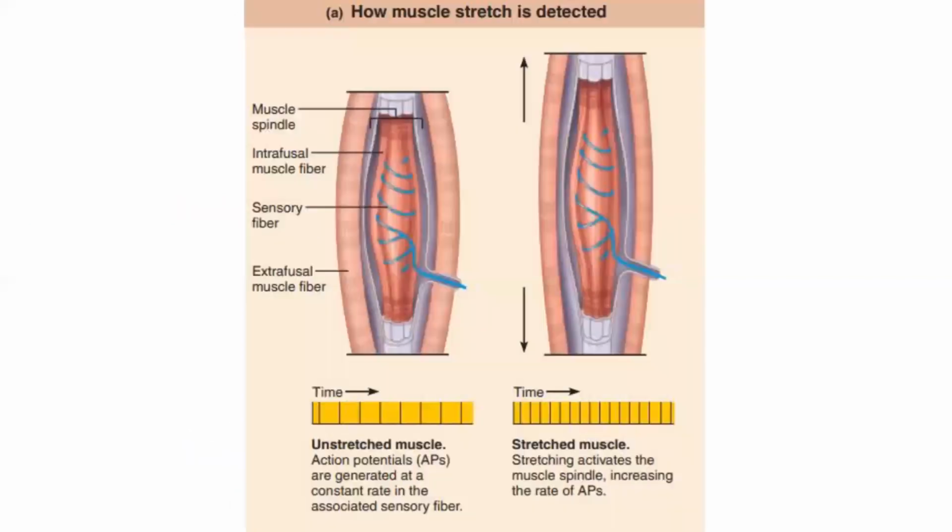So now if we look at the extrafusal muscle fiber, in between we have intrafusal muscle fibers. Intrafusal muscle fibers are encircled with sensory nerve fibers, and those sensory nerve fibers leave as the sensory neuron. In a resting state, there is just a simple constant generation of action potentials here. But once the muscle is stretched, the stretching activates the muscle spindles, which increases the firing rate of action potentials in the sensory neuron, and that action potential will travel along the sensory neuron.